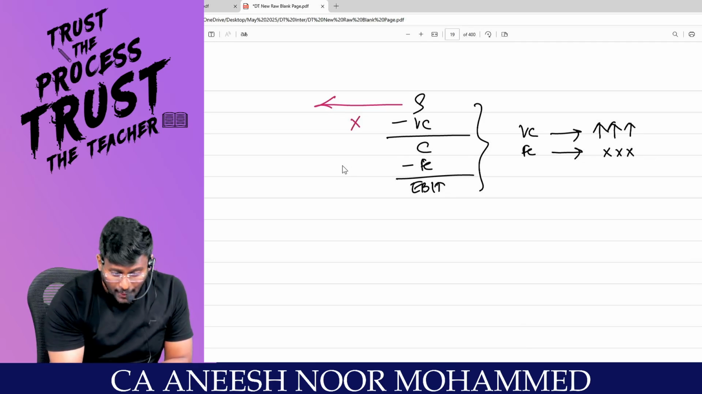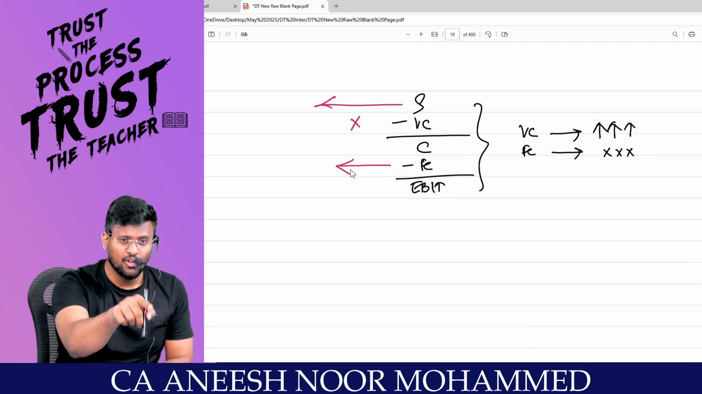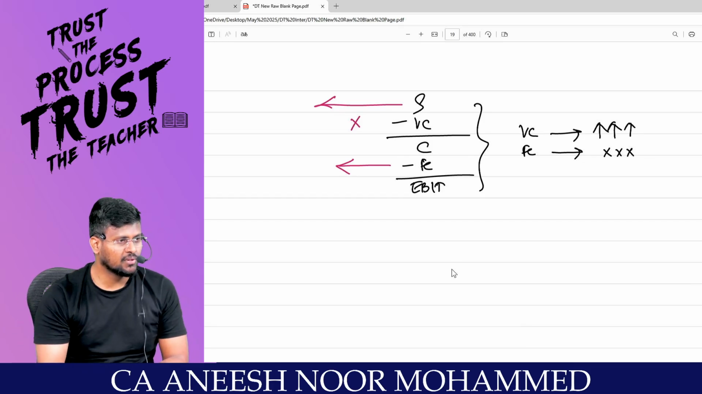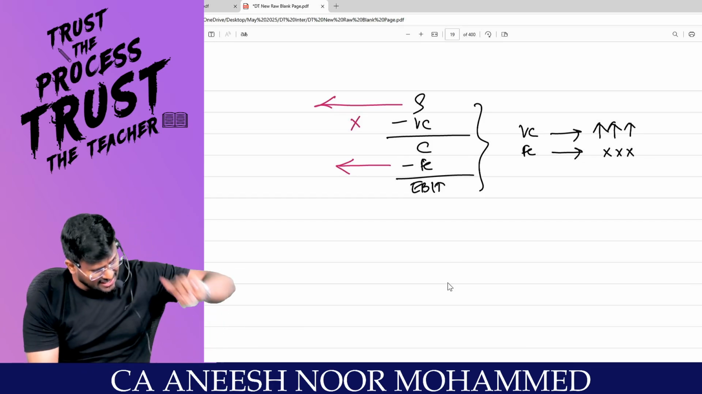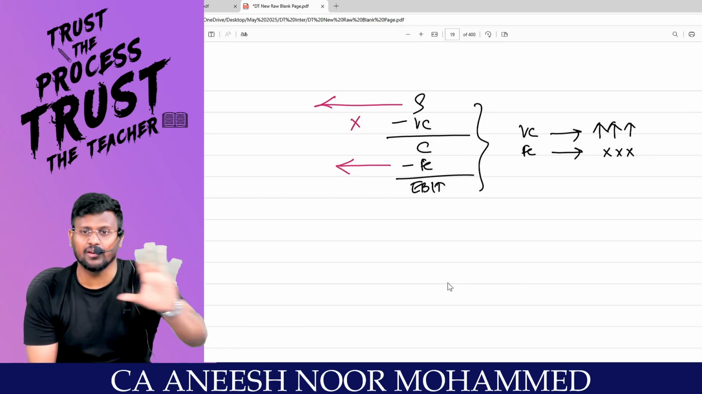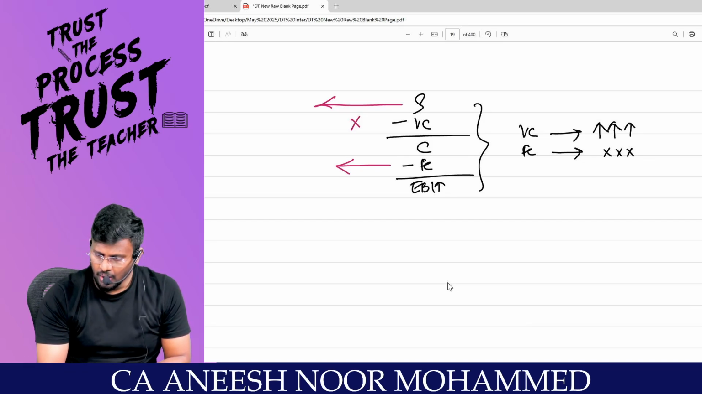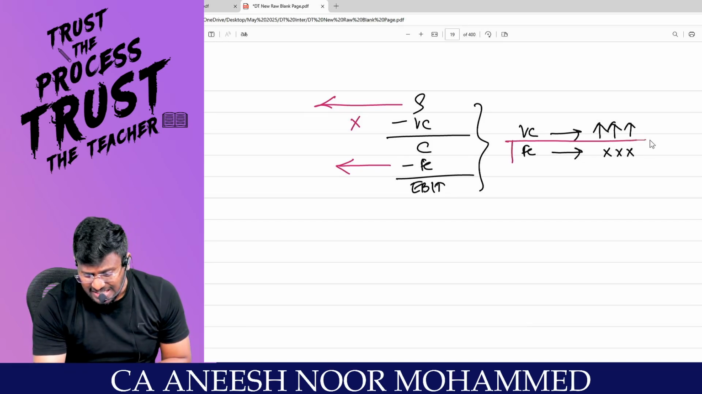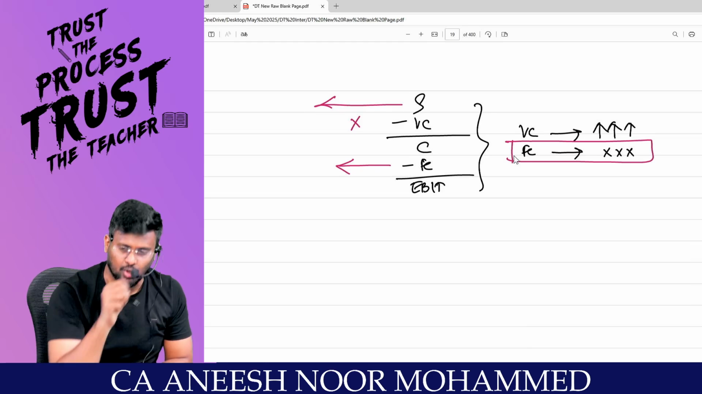Correct. When sales increase, fixed cost is a blessing. Whereas if the sales decrease, fixed cost is like a villain. So I am having risk because of the fixed cost.